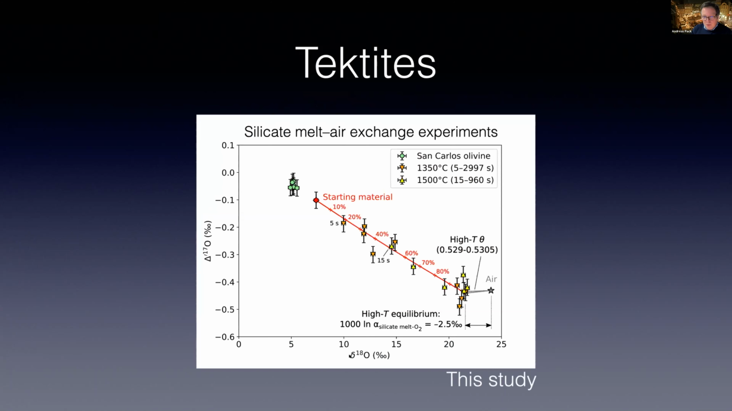This is Δ'17 plotted versus δ'18. And this is the composition of air O2. The sample sizes were in the range of 1-2 millimeters. What we observe is that already after 30 seconds or so, we had something like 50% exchange with air oxygen. And at high temperatures, 1350, 1500 degrees, we still had a mass fractionation, an equilibrium fractionation of 2.5 per mil between O2 and silicate melt.